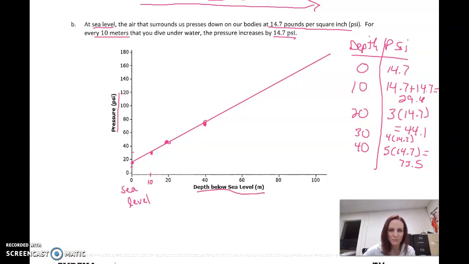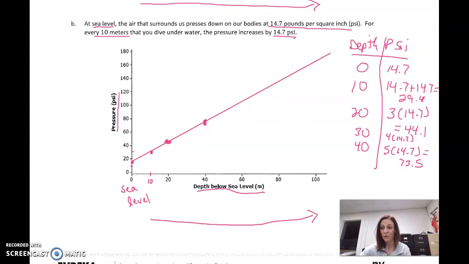A little bigger, right? Okay, so now what's happening? We can see as our depth is increasing, so is our pressure. That's important, okay? Both are increasing. As our depth is increasing, so is our pressure. Because as we talk about increasing and decreasing functions, our x values are always going to be increasing, okay? All right.